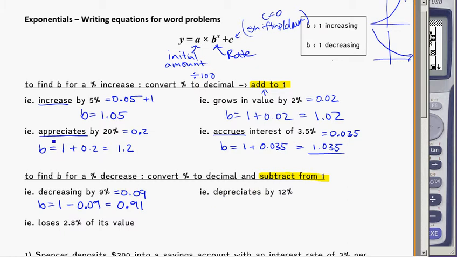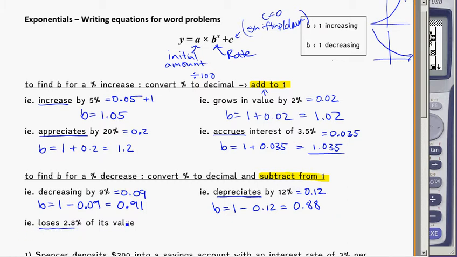Depreciates, the opposite of appreciates. It's actually losing value here again, so this is a decrease by 12%. 12% would be 0.12. And again, we would subtract it from 1. So that's going to be equal to 0.88. And you would use 0.88 in the equation.